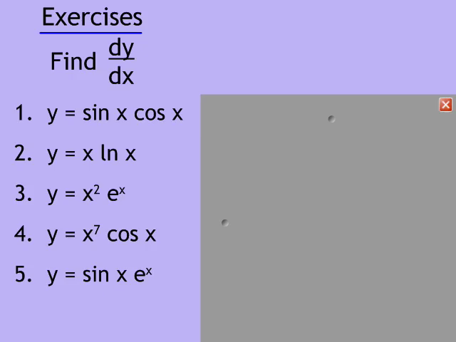Okay, it's time for you to practice now. Have a go at these 5. Make sure you've written down the product rule. Make sure you write down what u, v, u dashed and v dashed are. Show your working clearly, and then check your answers afterwards. You need to press pause now so that you can work on those.